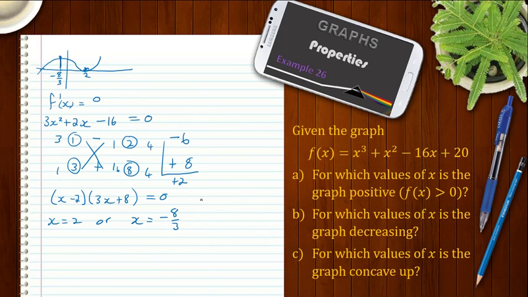All right, so the question says where is the graph decreasing. So we see that it's increasing here, but it's decreasing here. And remember, it's neither increasing nor decreasing at our stationary point. So it is where minus 8 over 3 is less than x is less than 2.